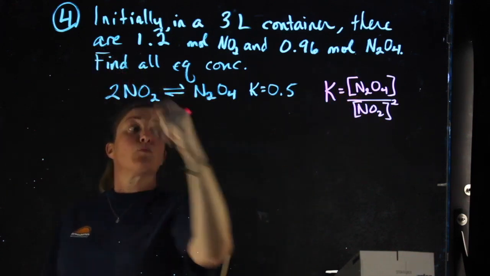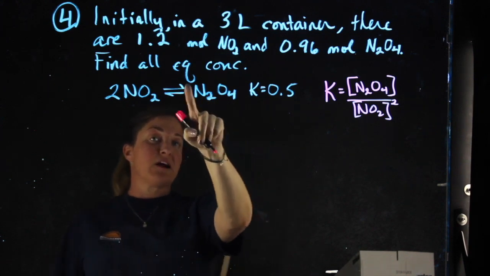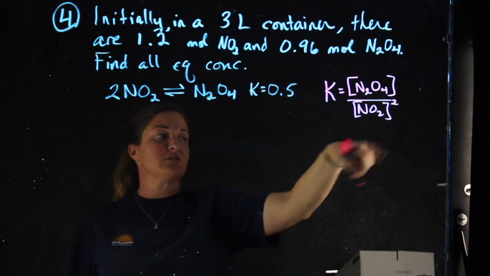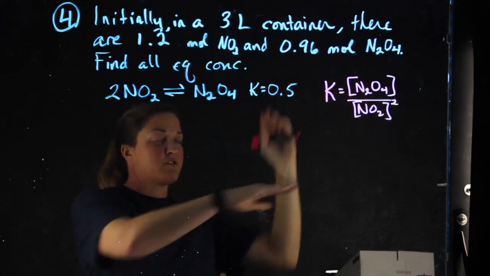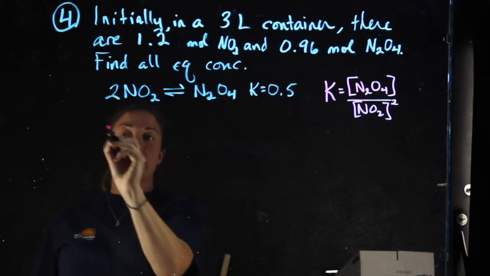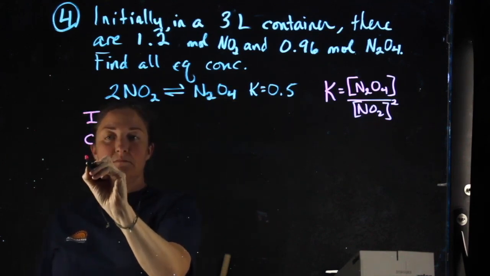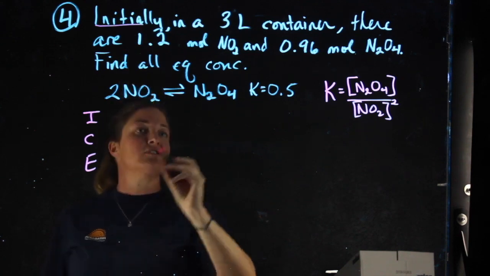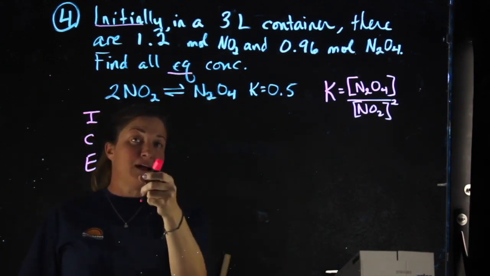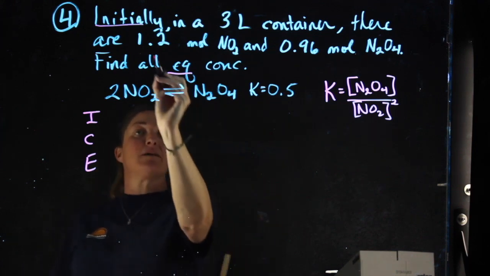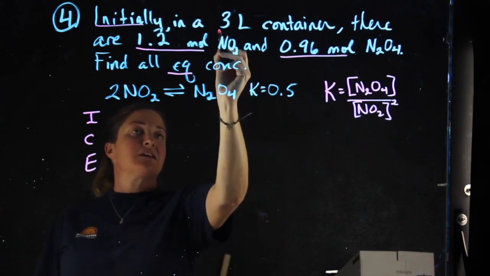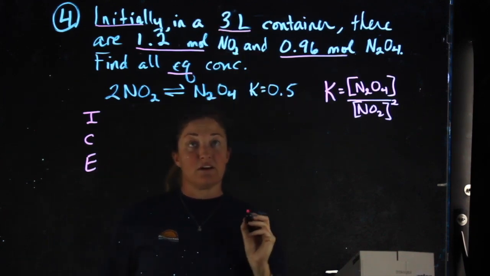When I wrote my equilibrium expression, since N2O4 has a coefficient of 1, it has an exponent of 1. NO2 has a coefficient of 2, so it has an exponent of 2, and I have products over reactants. Since it says initially, I know I'm going to need to use an ICE chart because I'm being asked about both initial and equilibrium values. What I need to plug into my table has to be molarities, and I've been given moles. So both of these moles values, I'm going to need to convert to molarity by dividing by 3 liters.